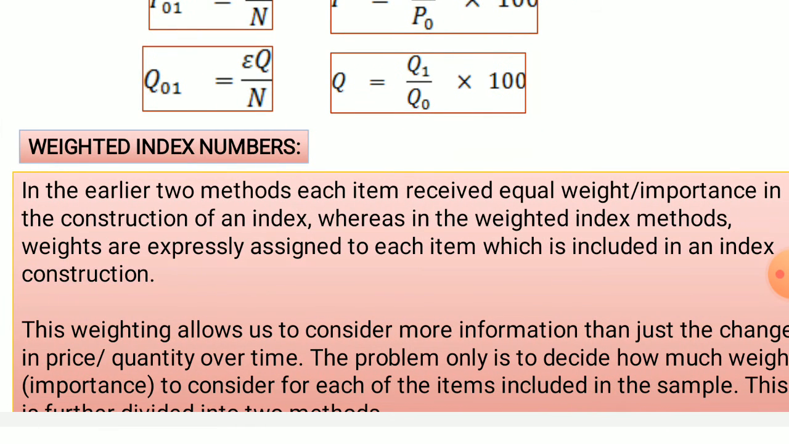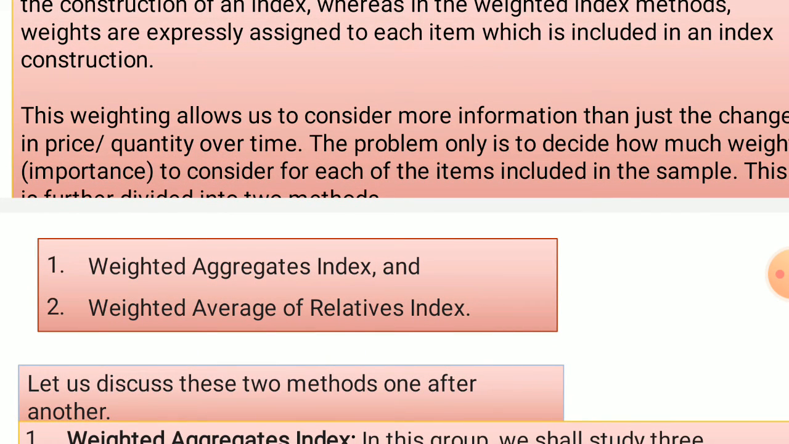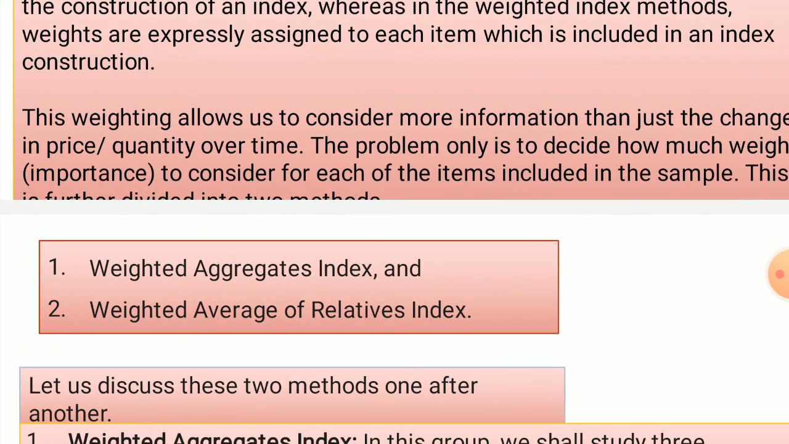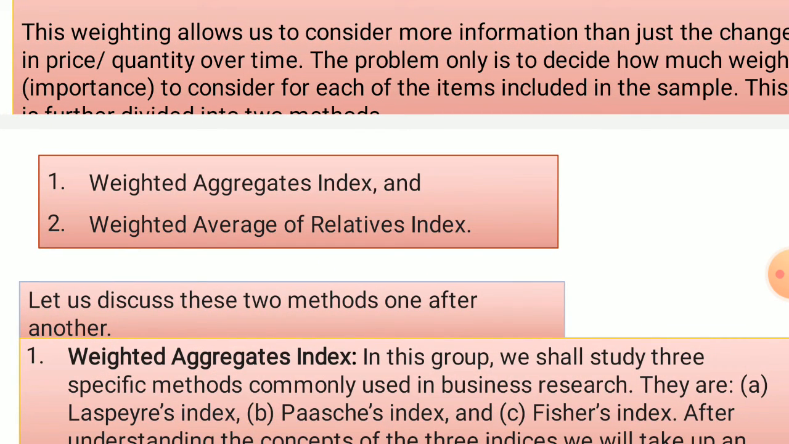Now weighted index numbers. This is the second classification of index numbers. In the earlier two methods each item received equal weight or importance in the construction of an index, whereas in weighted index methods, weights are expressly assigned to each item included in the construction of an index. Weighted index numbers are categorized into two types: one is weighted aggregative index and the other is weighted average of relatives index.